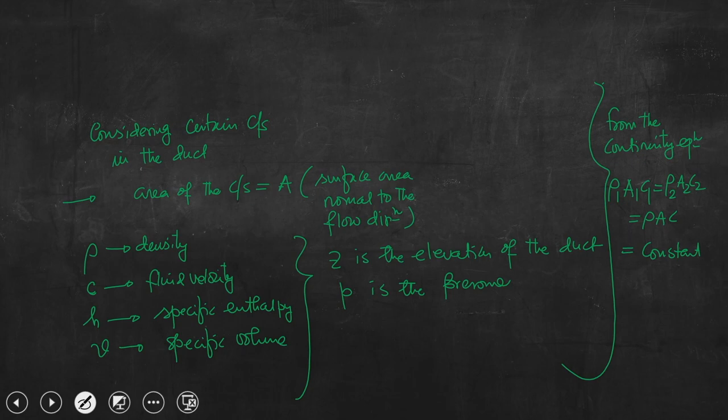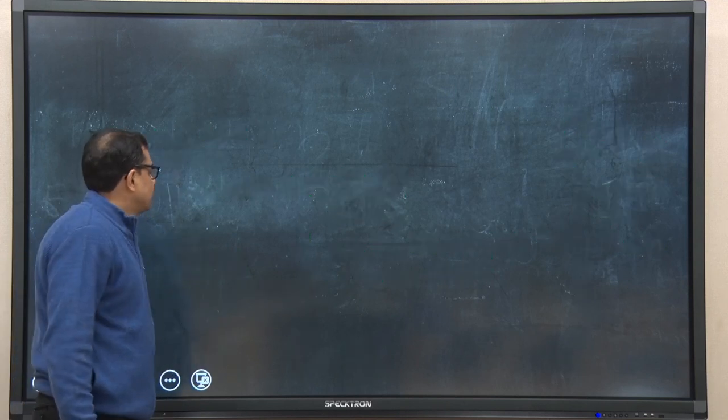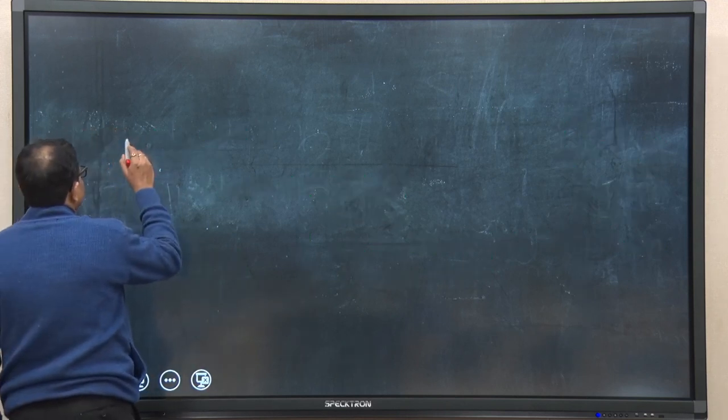Because mass flow rate of steam is constant, if we take log on both sides and differentiate it, so if I come to the particular slide, rho A C equal to constant. If we do these steps, we will be getting dA upon A plus d rho upon rho plus dC upon C equal to 0. So, this is equation 1.